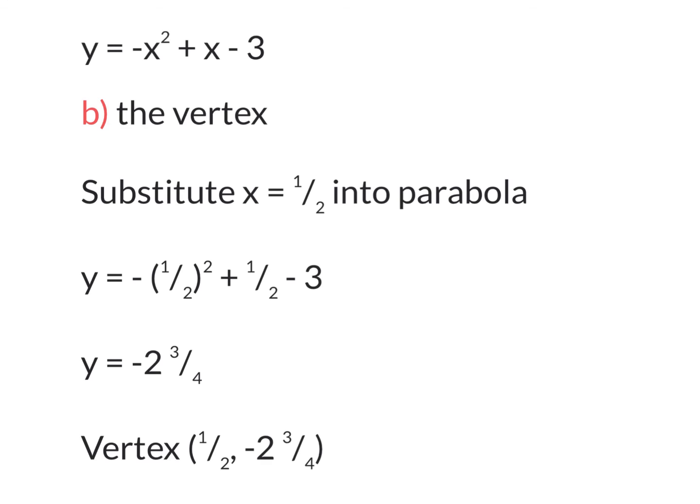Substitute that into our parabola to find our vertex. So we get minus a half squared plus a half minus 3. Sub that into your calculator and you get minus 2 3/4. So our vertex is a half, minus 2 3/4.